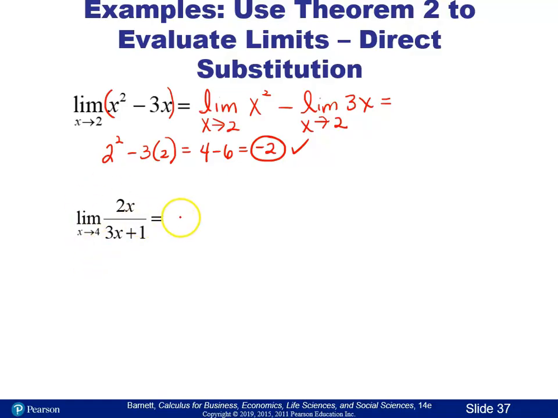Okay, if I look at this one, I could break it apart with those properties, but essentially I'm just plugging this in. So 2 times 4 over 3 times 4 plus 1. That's going to be 8 over 13, and that's fine. There's nothing wrong with that.